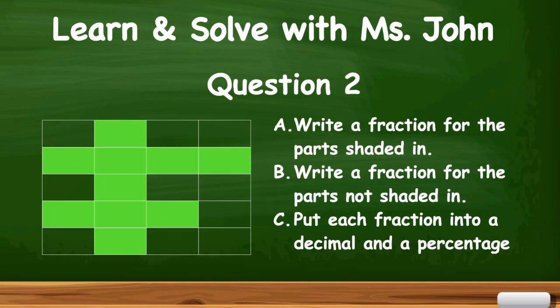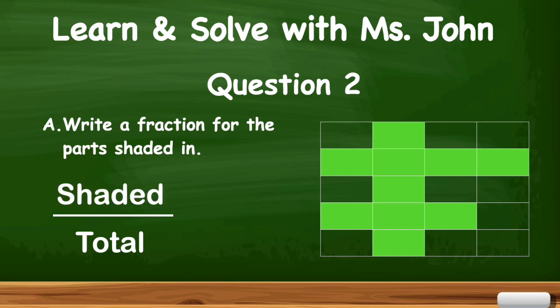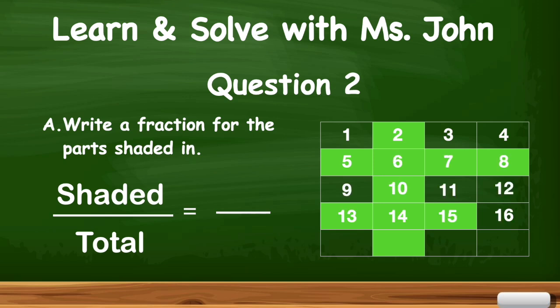Question number 2, we're going to use this image to answer this 3-part question. We're going to write a fraction for the parts shaded in. So let's first write the equation. We got to find the total first, then we find the number of parts shaded in. So let's first find the total. So let's count how many rectangles are in this image. 1, 2, 3, up to 20. There's 20 parts in this image in total, so the answer is 20.